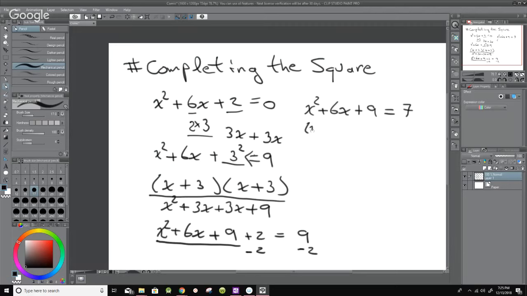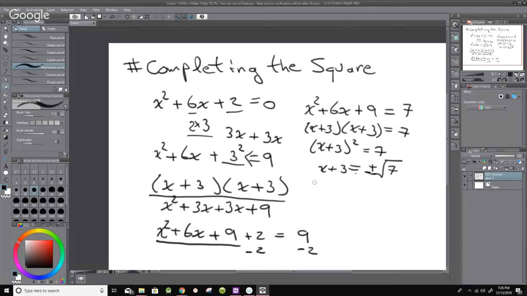So if I refactor this back to what we had, x plus 3 equals 7. Well, x plus 3 times x plus 3 is the same thing as saying x plus 3 squared. If I take the square root of both sides, I get x plus 3 equals plus or minus square root of 7. Don't forget the plus or minus, that's important. Sorry, you can't really see it.